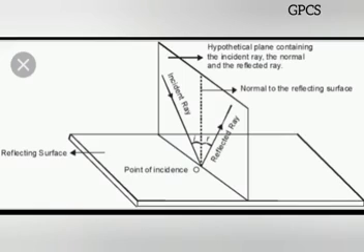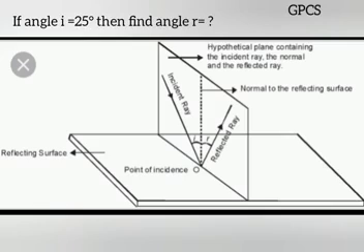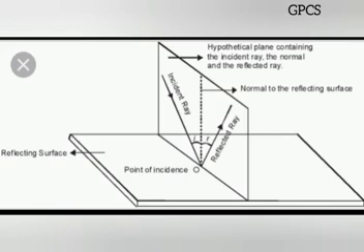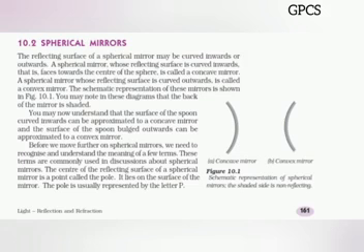That plane is the hypothetical plane containing the incident ray. We are getting confused between the reflecting surface and the plane. We think that the reflecting surface is the plane, so please correct it. The next topic that we are going to see is spherical mirror.